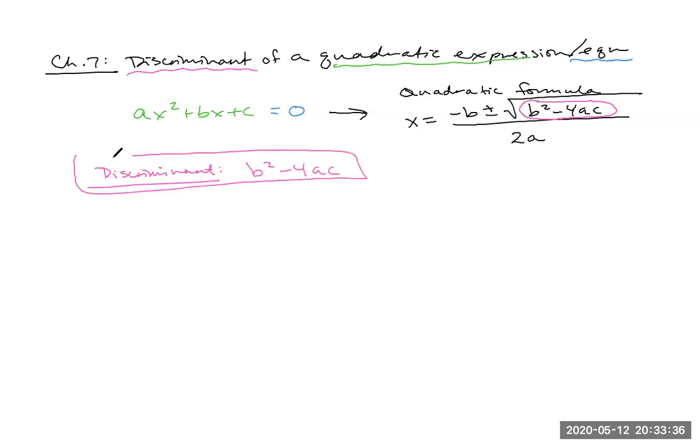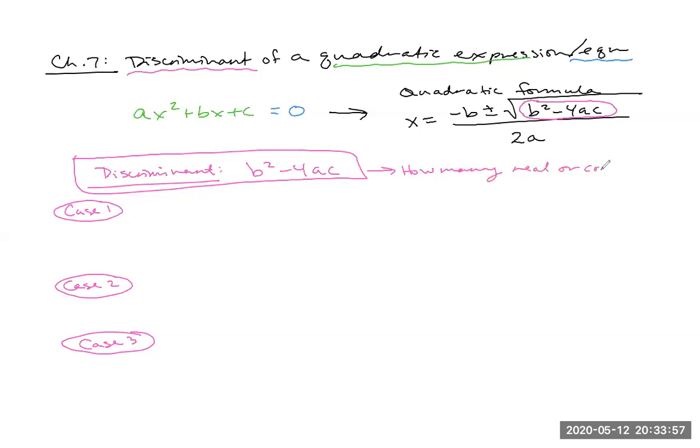Now, there are 3 cases for the discriminant. Basically, these cases tell us how many real or complex solutions we have for our quadratic. So suppose you have b squared minus 4ac. Actually, let's just draw it in 3 times so we don't have to worry about this later.